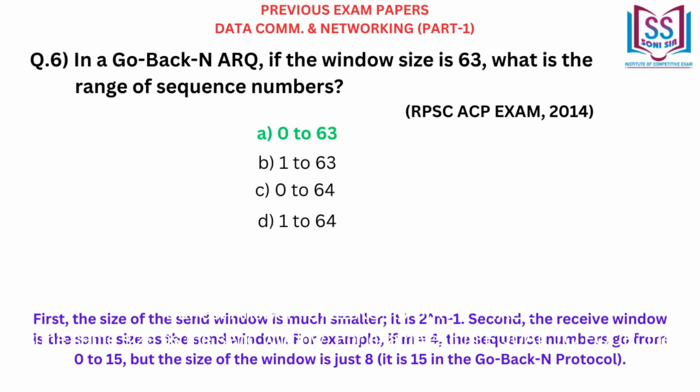0 to 63. First, the size of the send window is much smaller. It is 2 raised to the power m minus 1. Second, the receive window is the same size as the send window. For example, if m equals 4, the sequence numbers go from 0 to 15, but the size of the window is just 8, while it is 15 in the Go-Back-N protocol.